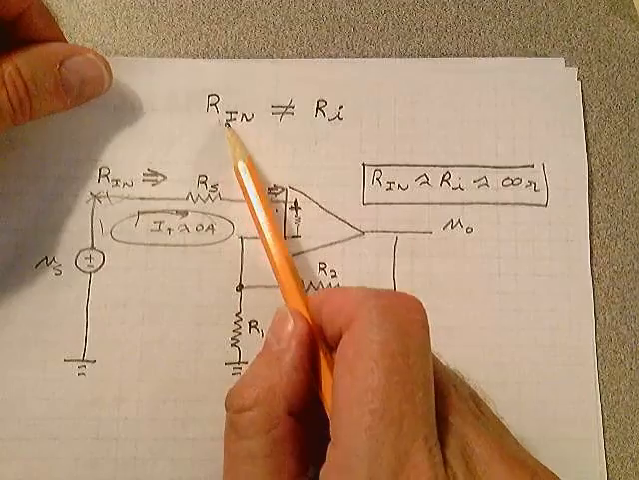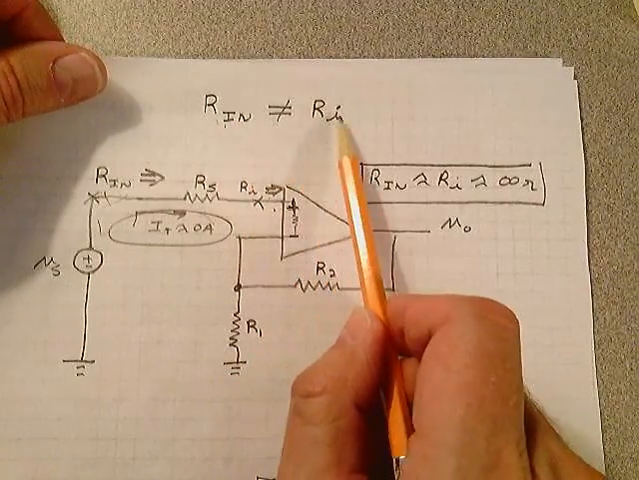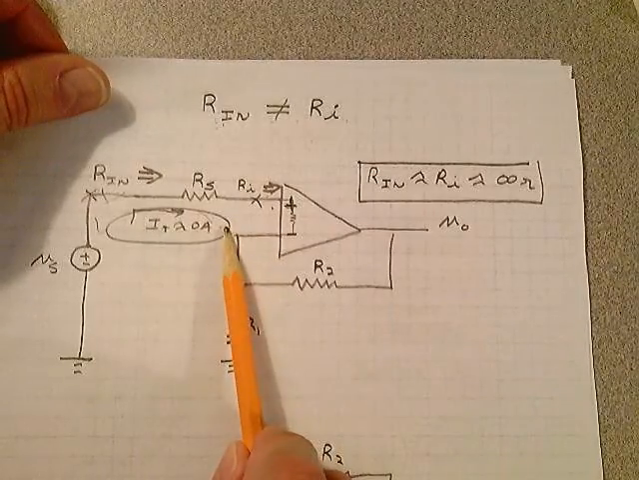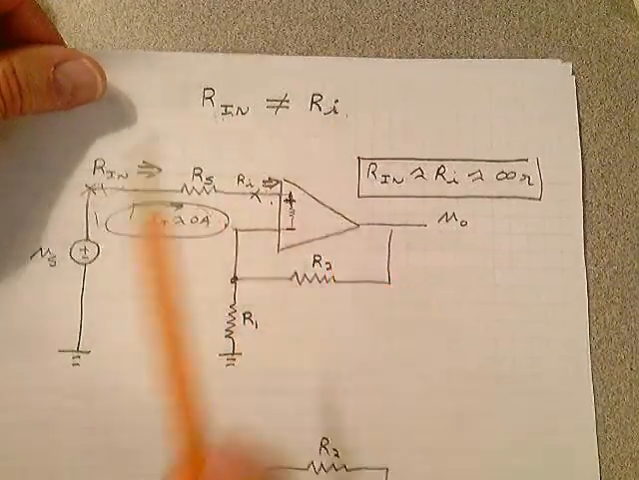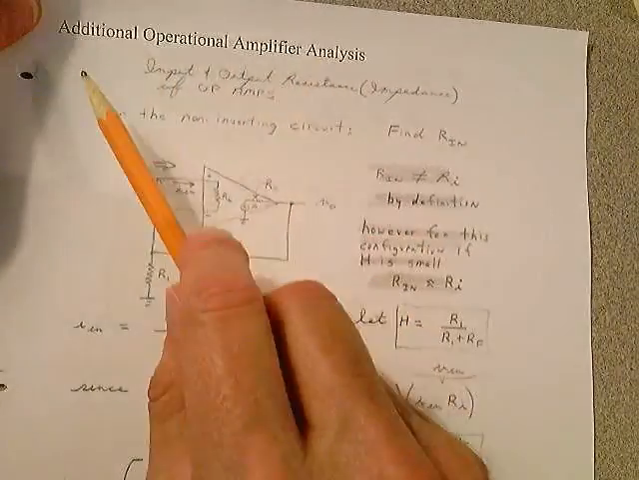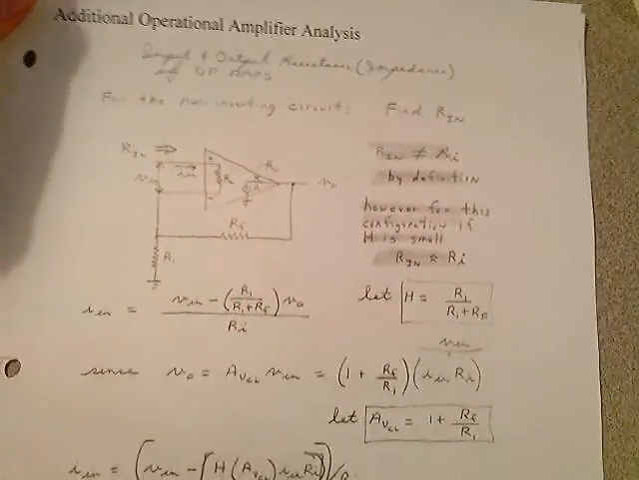Now you know that Rin is not defined the same way as Ri is. They can be close to one another in this circuit, but they're not the same thing. I want to look at additional operational amplifier analysis real quick.